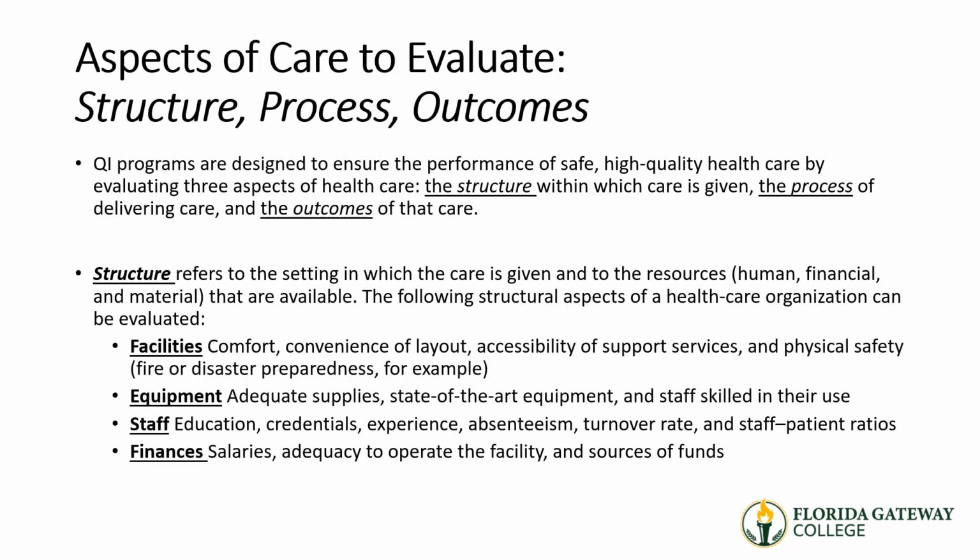Some aspects of care to be evaluated in the QI process are structure, process, and outcomes. Facilities is part of it. Is the facility adequate? Do you have enough support services? Is there physical safety? Do they do fire drills and disaster preparedness? Is the equipment state of the art? Is it adequate? And are staff skilled in the use of the equipment? Are the staff properly credentialed and educated? Are they experienced? Is there excessive turnover and absenteeism? And are the patient-staff ratios adequate?